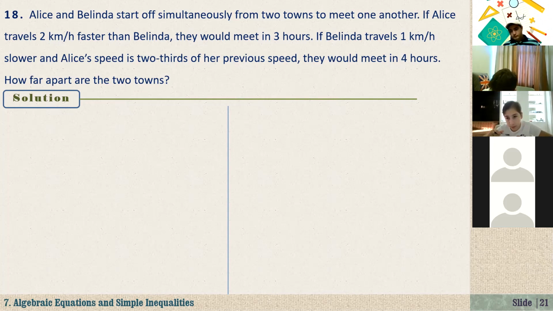Can you write the formula for finding distance? S times T. Okay. Speed times time.